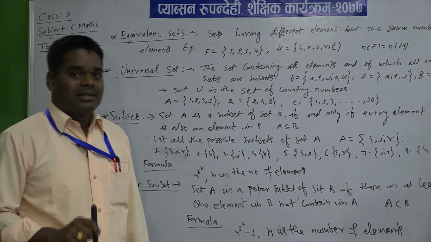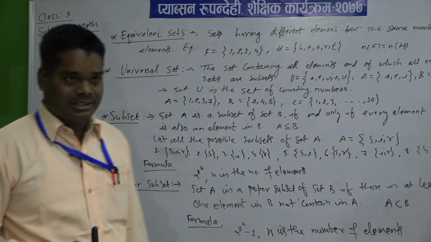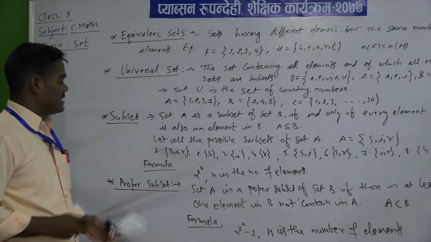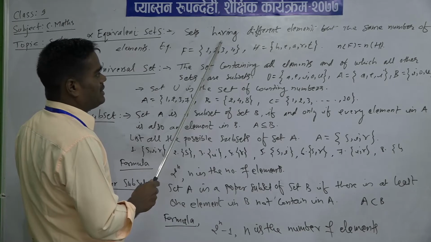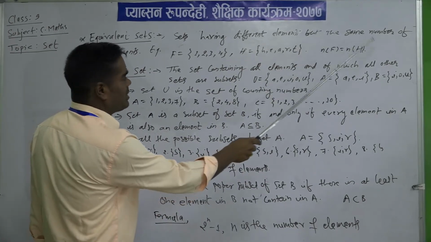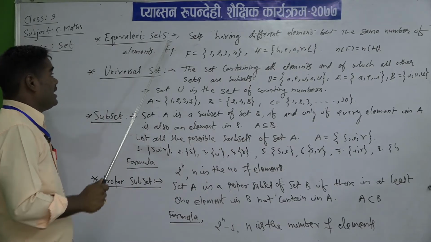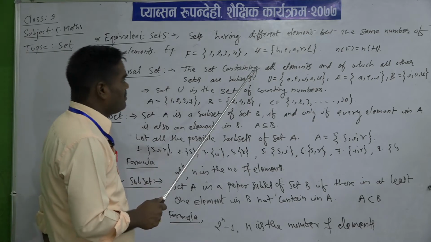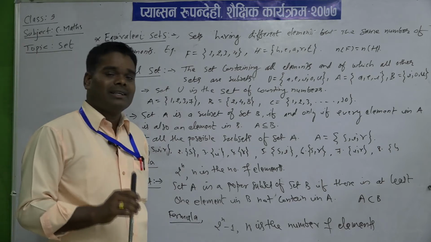When two sets have the same elements, that is known as an equal set. And equivalent sets are sets having different elements but the same number of elements. In equal sets, all the elements are the same and the numbers are also the same. That's why they are called equal sets.